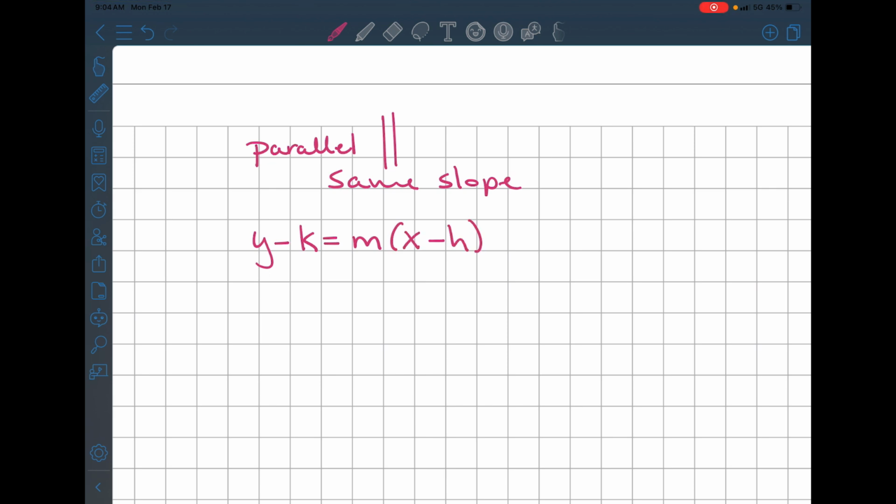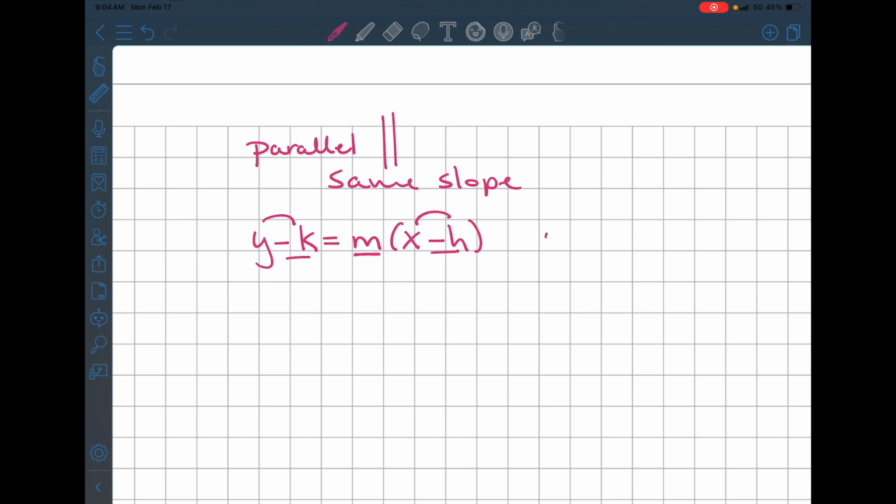This is your point slope. Here is your point. Just like in the circle, it would be opposite. Like if it was a -2 in here, it would be 3. And remember that K goes with Y and H goes with X, and it's always XY. And then here is your slope.